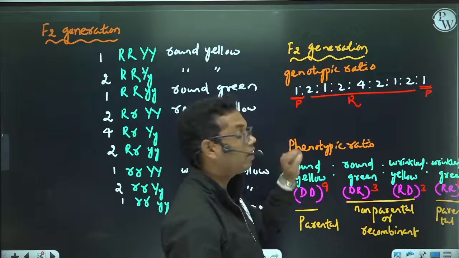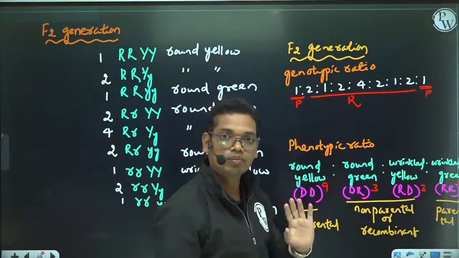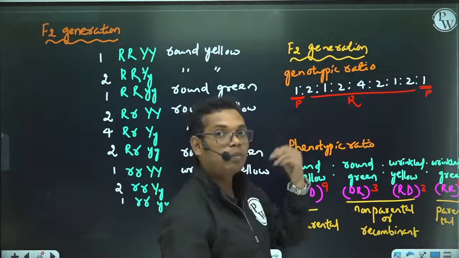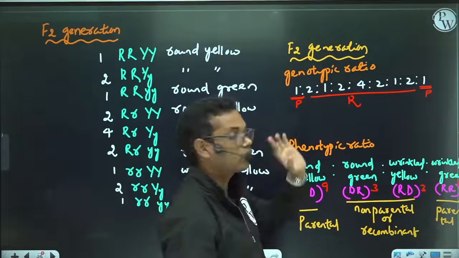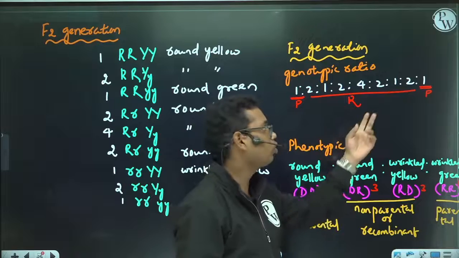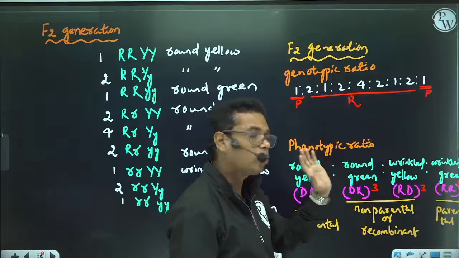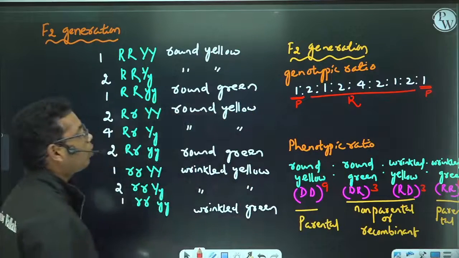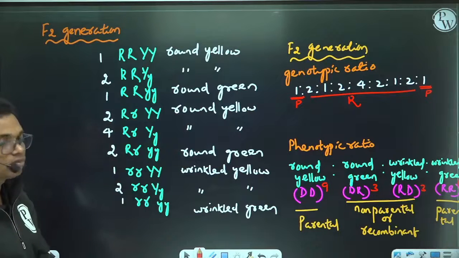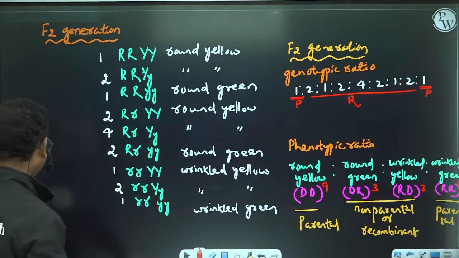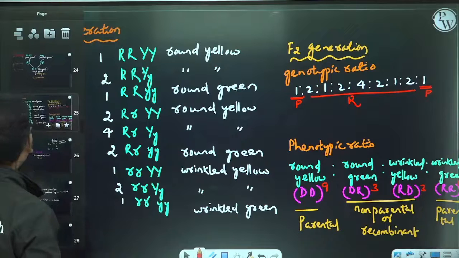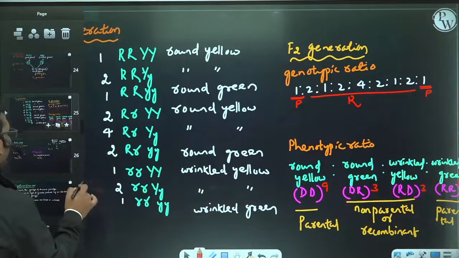What is the total parental produced? 2 out of 16. Okay, how many dominant parental are produced? 1 out of 16. How many recessive parental genotypes are produced? 1 out of 16. Okay, so this is about genotypic ratio. Now let me tell you more about the crosses.